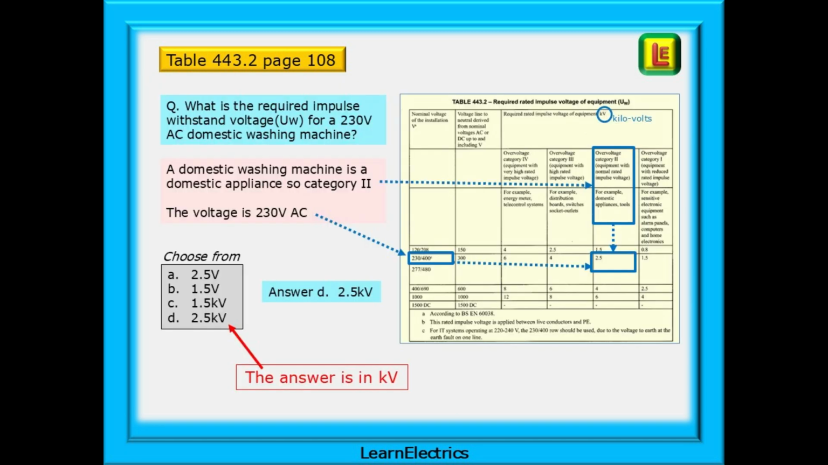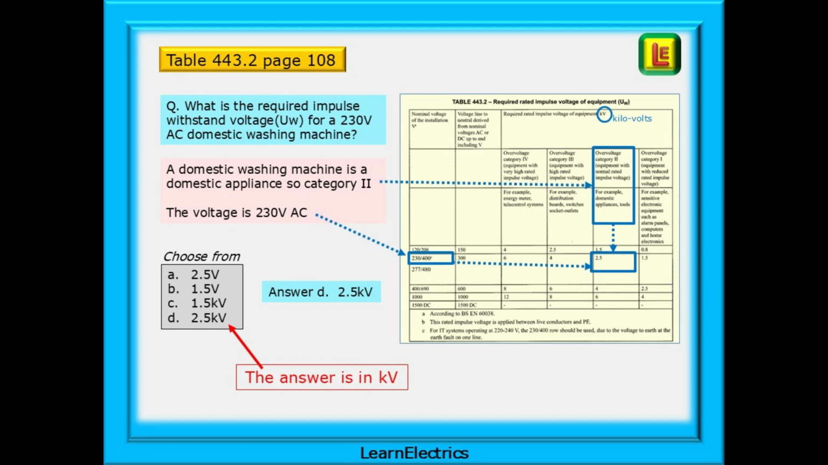The table is easy to follow as long as you read the headings for the columns. Make sure you are looking at the correct category. Here's a question. What is the required impulse withstand voltage, UW, for a 230 volt AC domestic washing machine? Make a choice from the 4 possible answers given. A domestic washing machine is a domestic appliance, so category 2 applies, and the voltage is 230 volts AC.